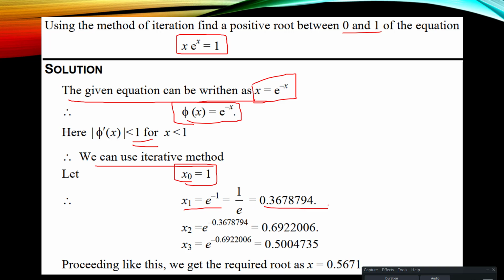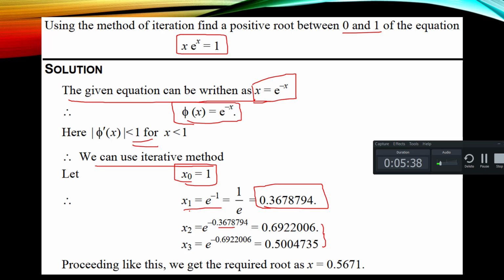Then again you will use this new x1 value, and x2 is equal to e raised to minus 0.367. So this will keep on iterating till you get a converging value, a very close value between two nearer approximations. So for this problem, when you continue with x1, x2, x3, x4, you will reach a value of x equal to 0.5671 as the solution.